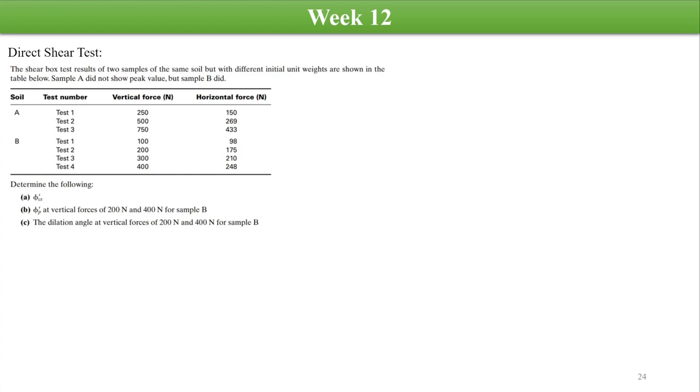So moving on to the next question. Here we have direct shear test. So the shear box test results of two samples of the same soil with different initial unit weights are shown in the table below. And sample A did not show a peak value, but sample B did.